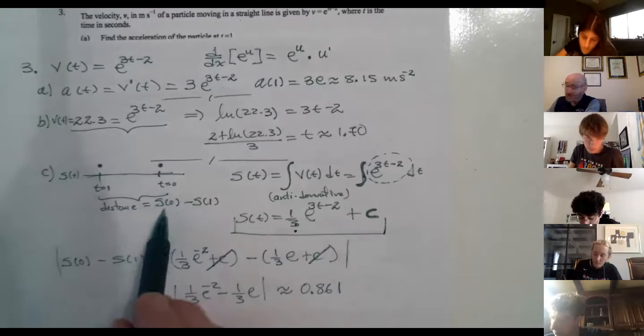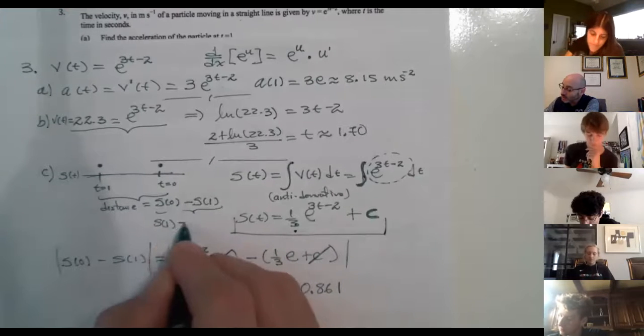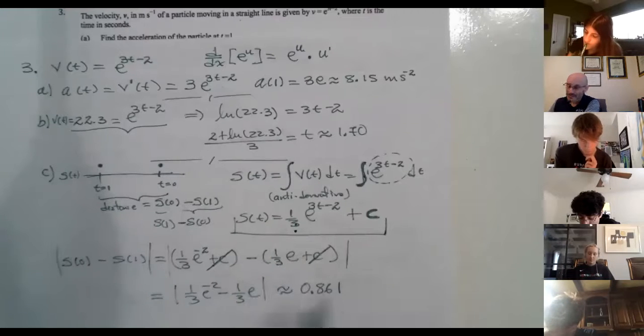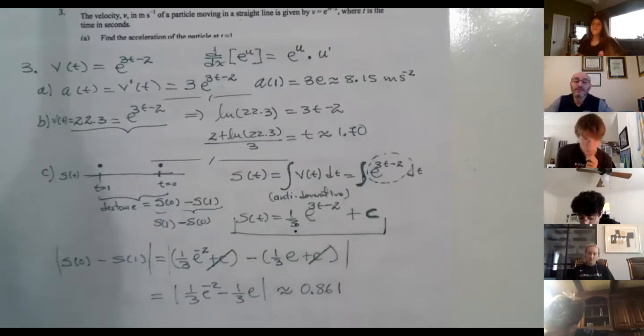Okay. Now, I'm going to rephrase what happened. I should have done here s of 1, the final position minus the initial, but I didn't, and I didn't want to erase all this. So what I did is just take the absolute value because it's distance. It has to be positive. Make sense?